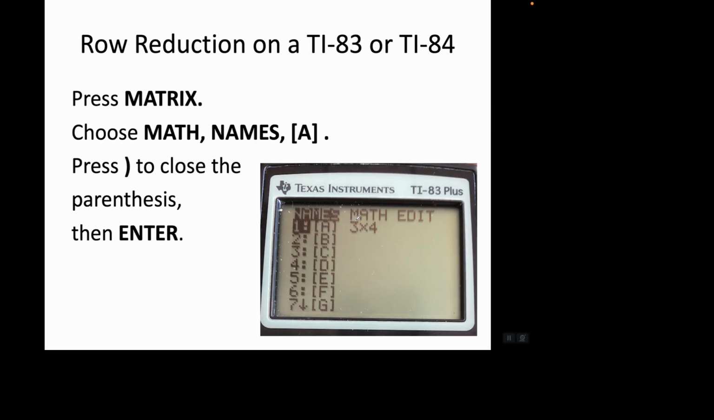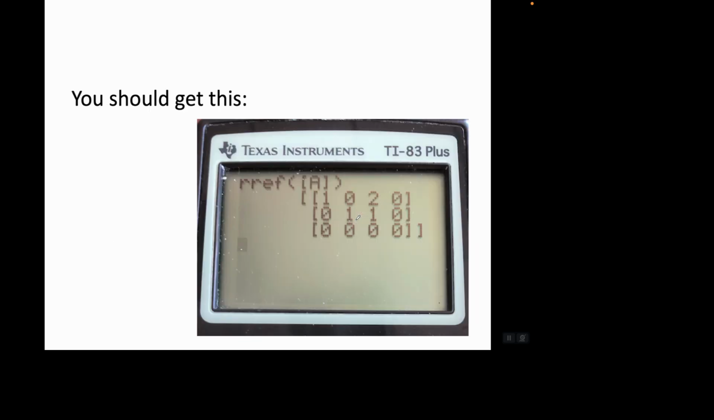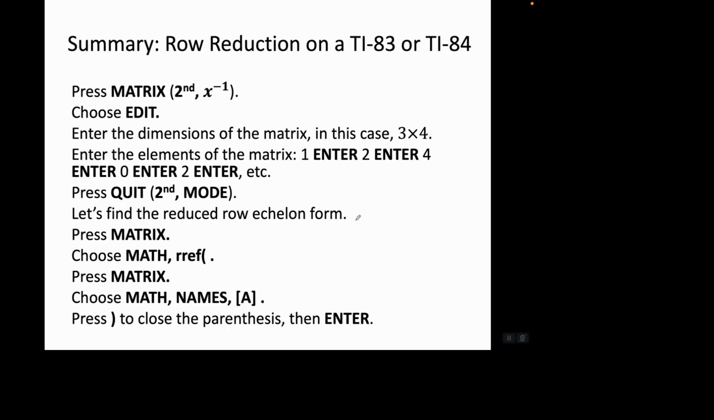Then press matrix again and choose names, and then A. A is the easiest one, that's the default, so you don't have to scroll down. And then you press the right parenthesis to close the parenthesis and then enter. You should get this. So your reduced echelon form is going to be 1020, 0110, 0000.